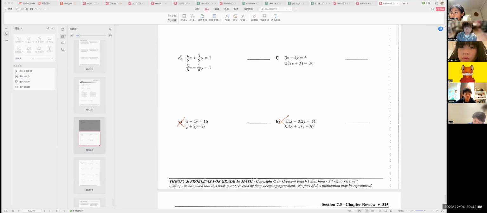Okay, everybody, X minus 2Y equals 16, Y plus 3 equals 3X. So X equals 16 plus 2Y, right? So 3X equals 48 plus 6Y. Vicky, get it? Why do we do this? Because here is 3X. So Y plus 3 equals 48 plus 6Y. So 5Y equals negative 45. So Y equals negative 9. So X equals negative 2.